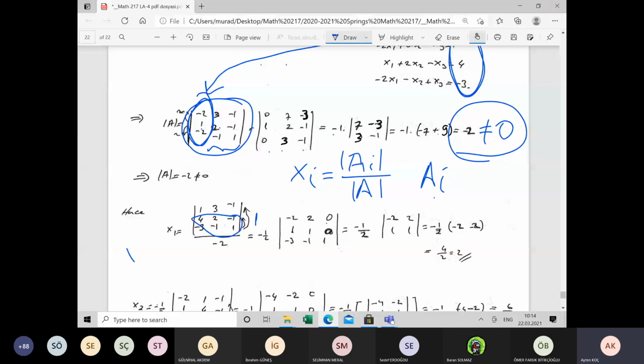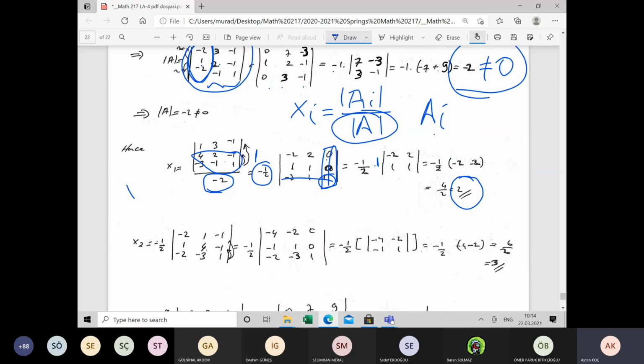So we obtain this one using the column expansion. So sign of position plus, minus 1 over 2 plus, entry 1 times the minor, determinant of the minor. So we obtain this one, 2. What's this one? This one is determinant of A. So x1 is 2.